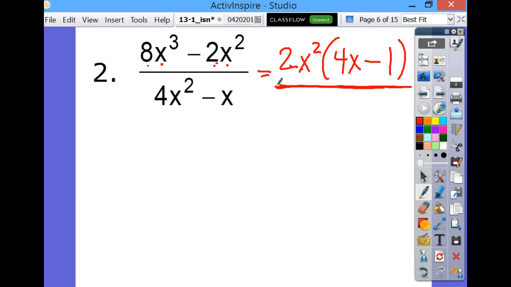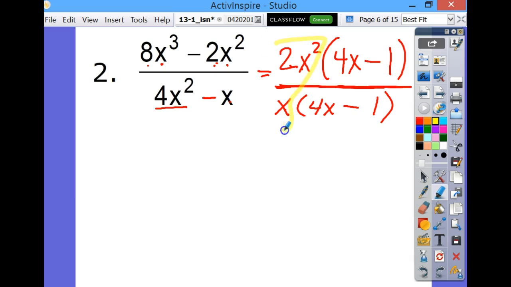Now, I'm going to look at the denominator. I have a 4, but the other one doesn't have a number. They both have an x, so I'm going to factor an x. If I take an x out of that, I have 4x left. I have a minus sign. X divided by x is 1.